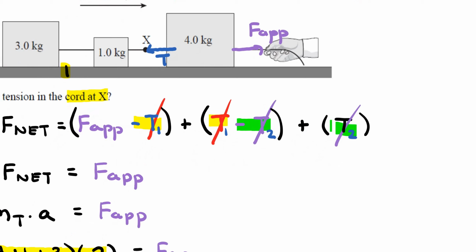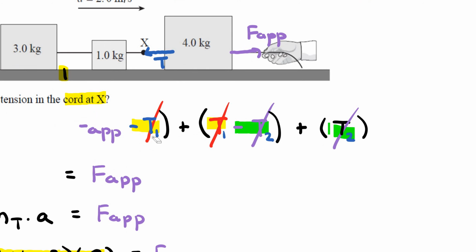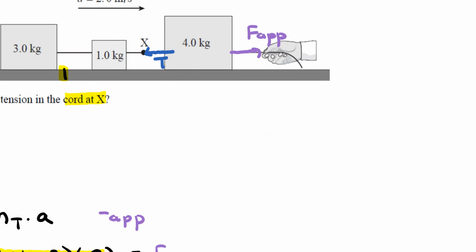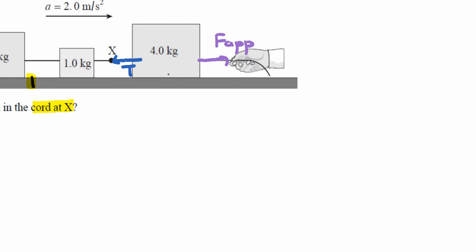Okay, so what I'm going to do now is erase some of this here. I feel like I'm done with the F net for the entire system. If I take a look at this 4 kilogram box, let's go ahead and create an F net equation for the 4 kilogram box here. So F net would equal the force applied minus the tension in the rope. And the purple force applied comes first because this whole system is moving to the right. So the force applied is going to be greater than the force in the rope.